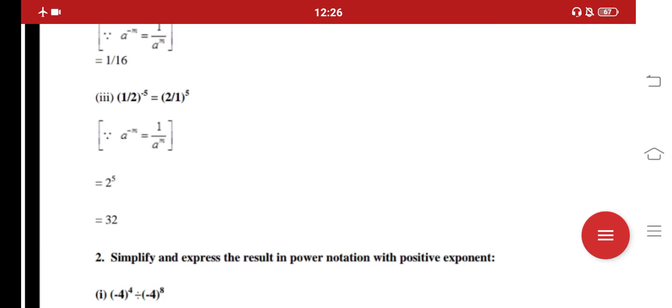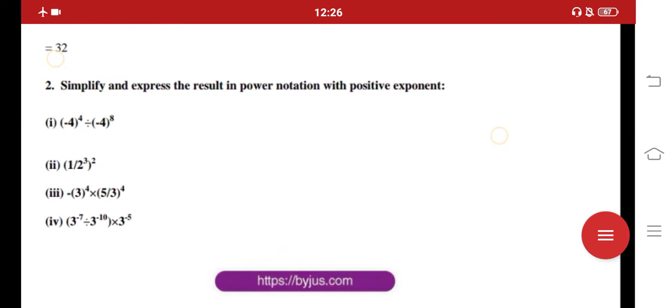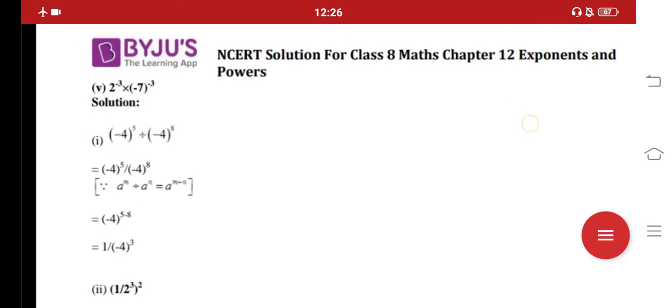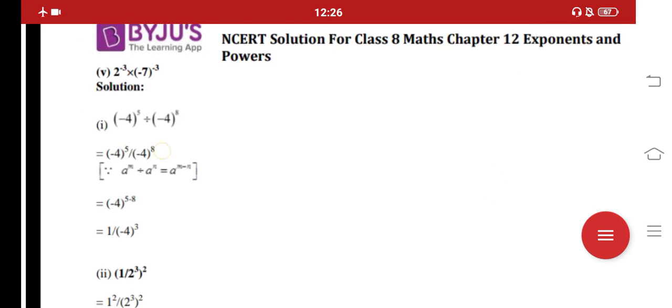Now let me show you question number 2. What is given in question number 2? Simplify and express the result in power notation with positive exponent. Again, if there is a negative power given on any base, then we have to change it into positive exponent. Okay, so see the first one. What is the first one? Minus 4 to the power 5 divided by minus 4 to the power 8. So see what we have to do. We can write it like this.